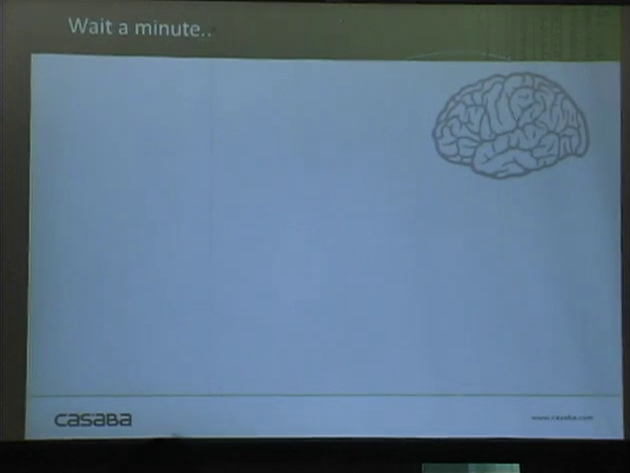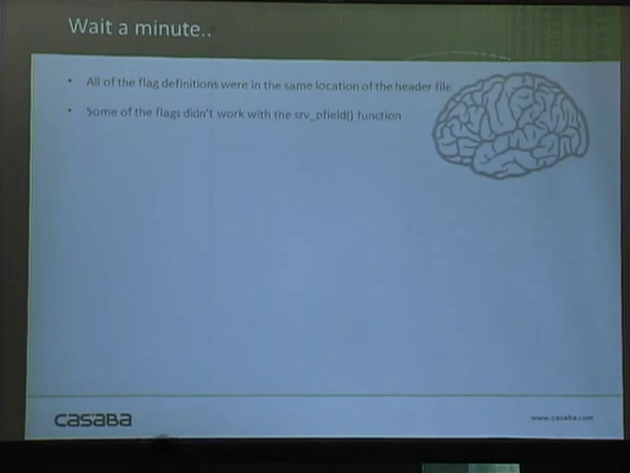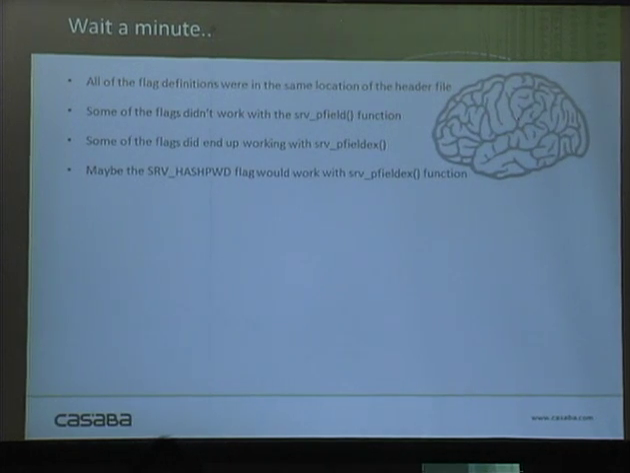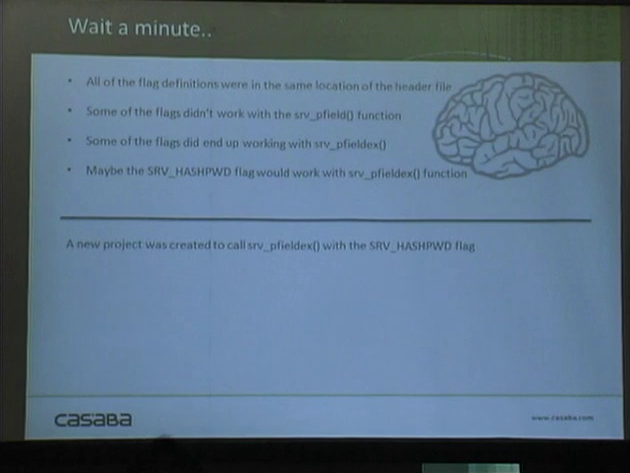So realizing that these two functions are over to the side and part of this other API, they were all chunked together in the same header file. So we had these other flags for a new API that were over in the header file that didn't work with the original pfield. If they didn't work with the pfield and the EX, then we had somewhere to go, because we had this other one, SRV hash PWD, which didn't work with pfield, but maybe it did work with the EX function. So, to the IDE and create a new project.